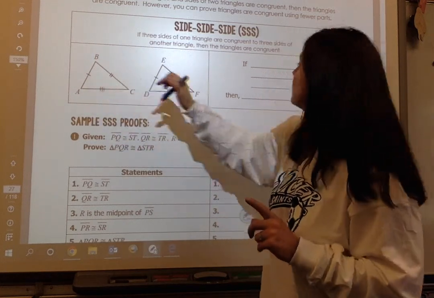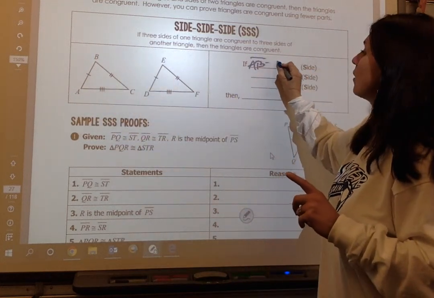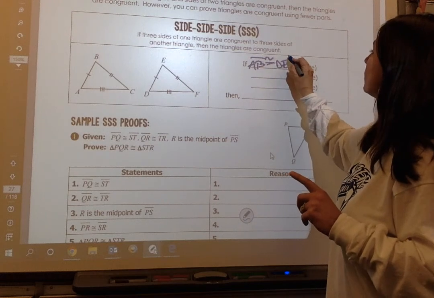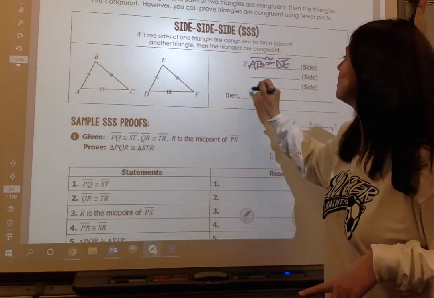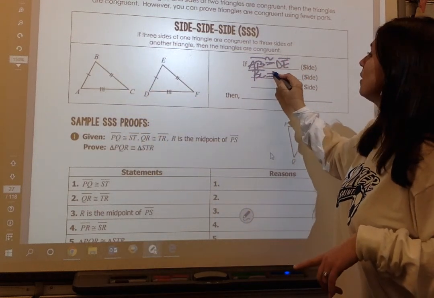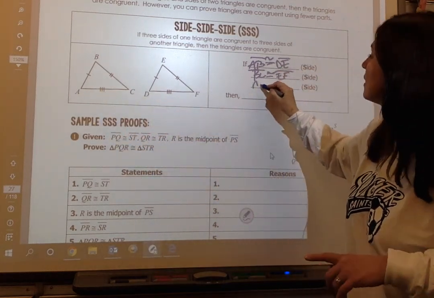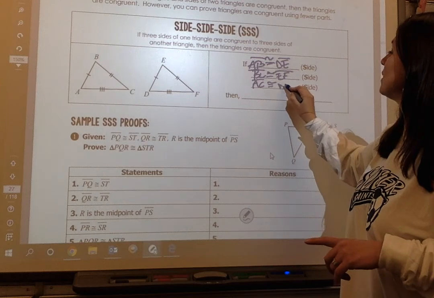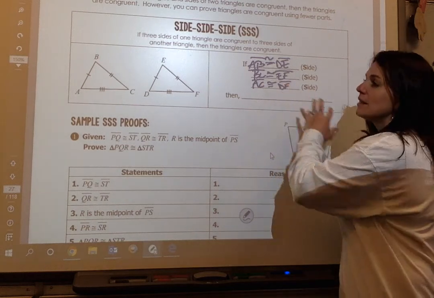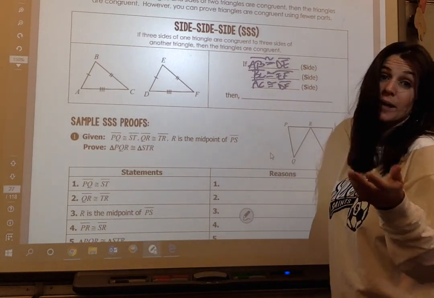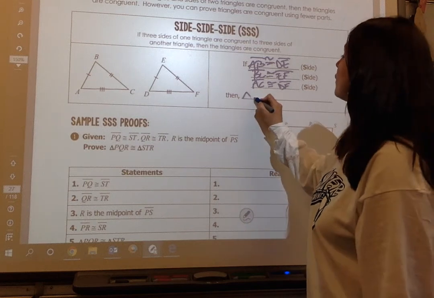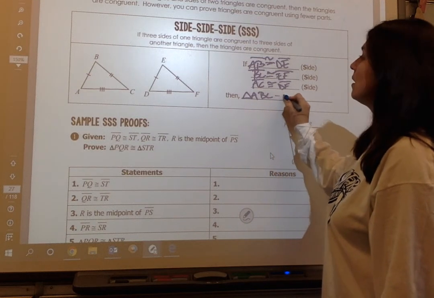Notice by these markings, I can say that AB is congruent to DE. I can say that BC is congruent to EF. And I can say that AC is congruent to DF. If that is the case, then I can make a Big Daddy statement. I can say then that triangle ABC is congruent.